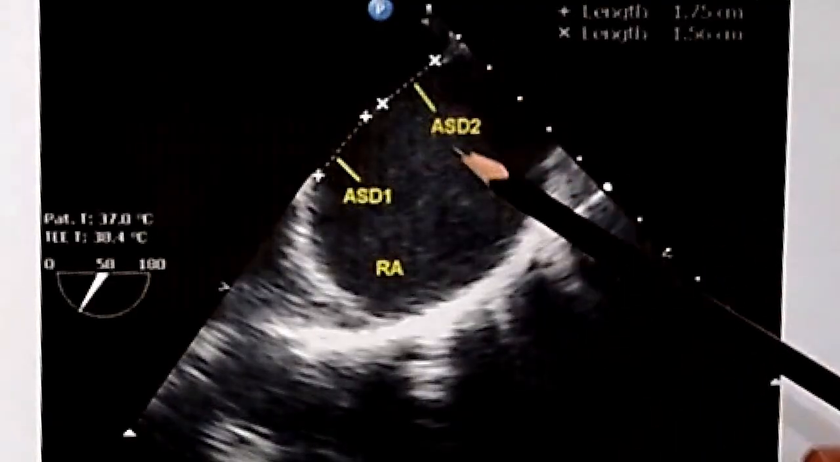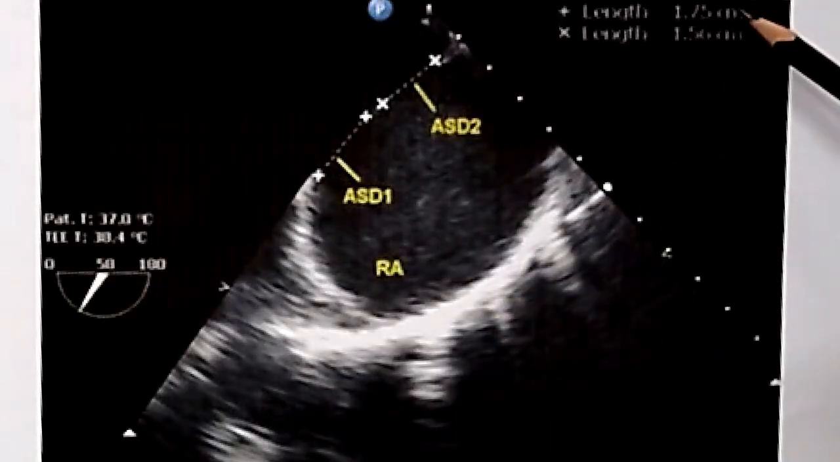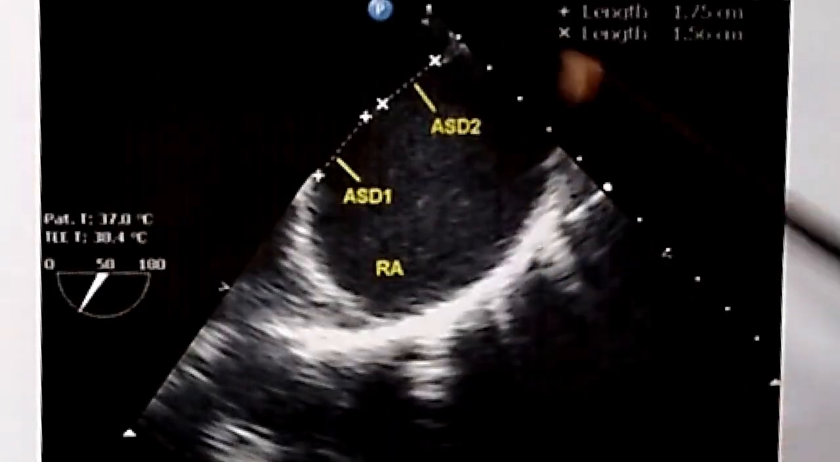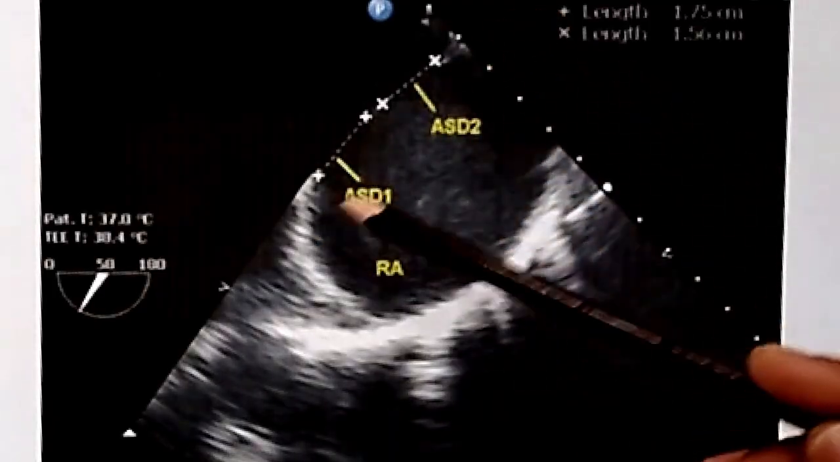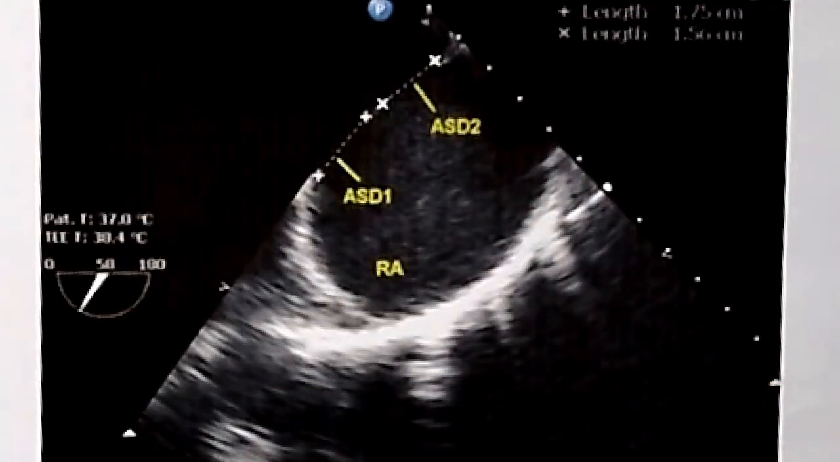You have two atrial septal defects with a small amount of atrial tissue in between. The first one measures 1.75 centimeter and the second is 1.56 centimeter. Such atrial septal defects will have to go for surgery because it is rather difficult to close such a large defect and the two defects together.